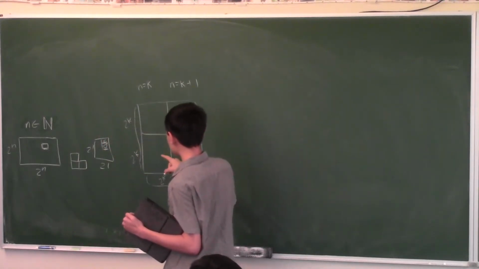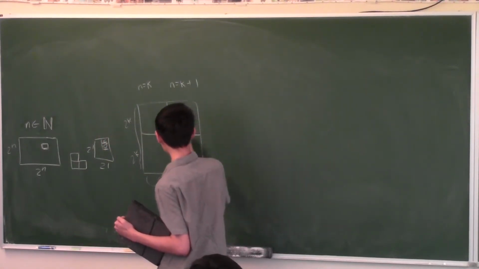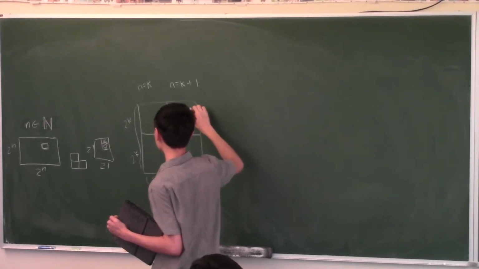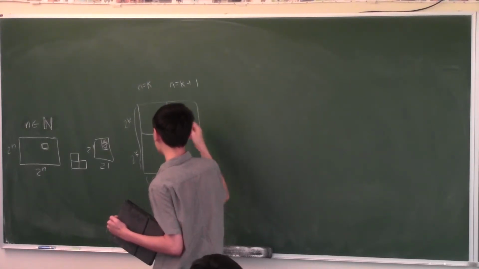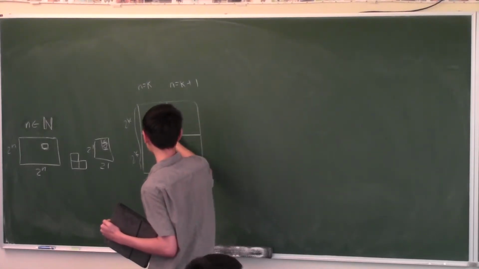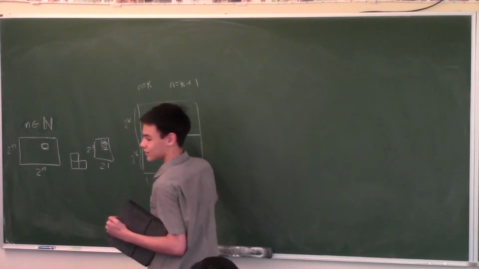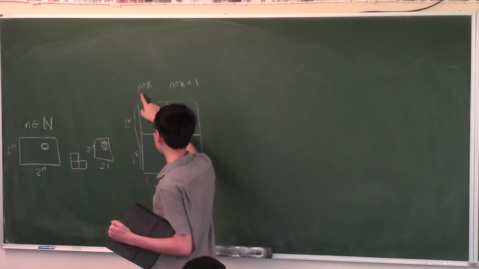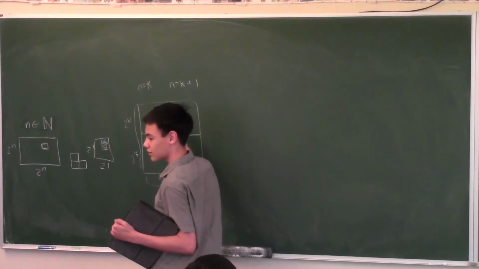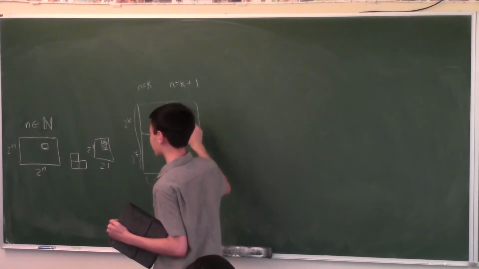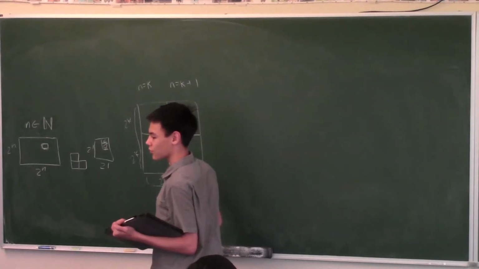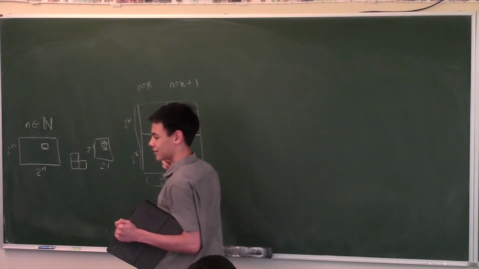And you want to show that you can tile the whole thing, removing one of them, knowing that you can tile each one of these, removing one of them. Because you can tile this one if you assume that, right? If you remove one. But how can you do that? You can't remove 4, because then you'd be removing more than one. Right?